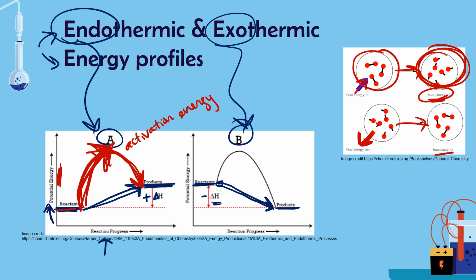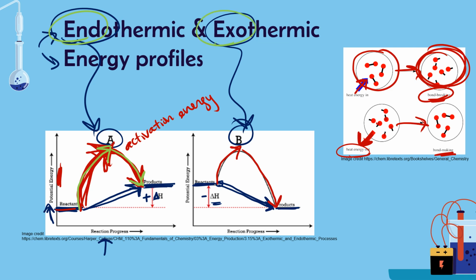Bond making, when we make the new bonds in the product molecules, is exothermic, and energy is going to be released as we make the new bonds that are in the product molecules. If we need more energy to break the bonds than we get back when we make the new bonds, then our reaction is endothermic. If, however, the amount of energy that we need to break the bonds is less than the amount of energy that is released when we make the new bonds, then our system is an exothermic reaction.